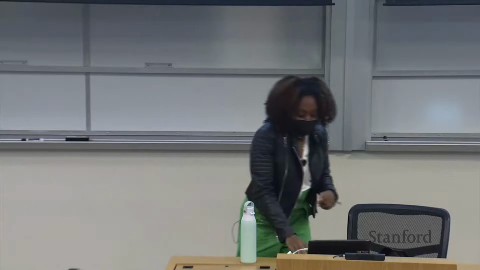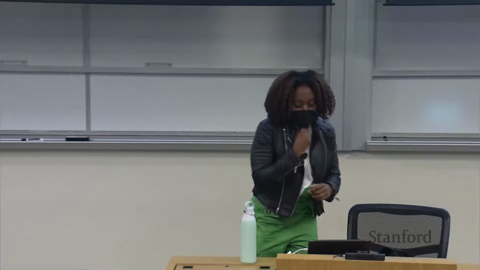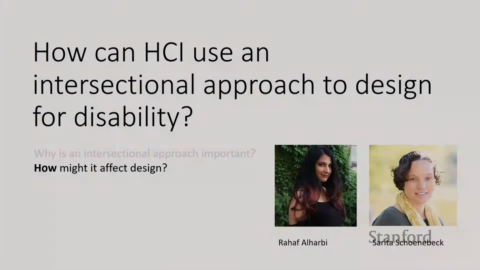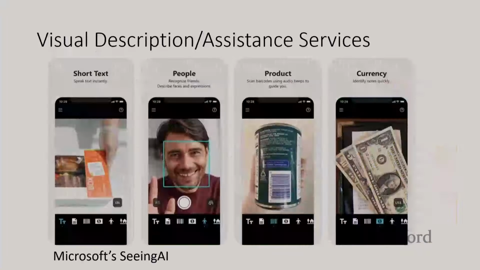All right, so next, again, we're going to get into how HCI can use an intersectional approach to design, and specifically how intersectionality might affect design itself. This is a study that focuses on the intersection of disability and ethnicity. This work was led by Ph.D. student Rahaf Al-Harbi at University of Michigan as part of a team with Sharita Schonebeck.